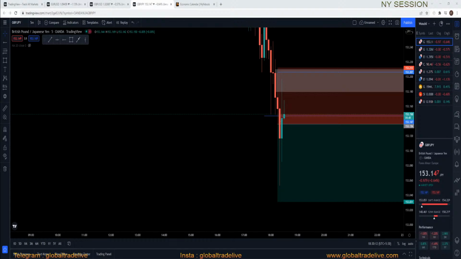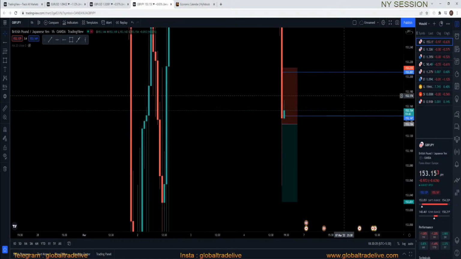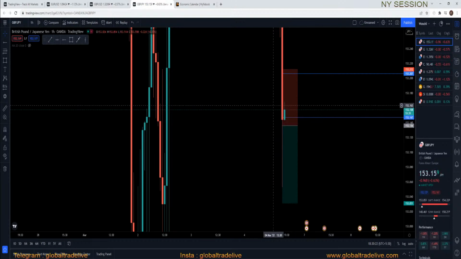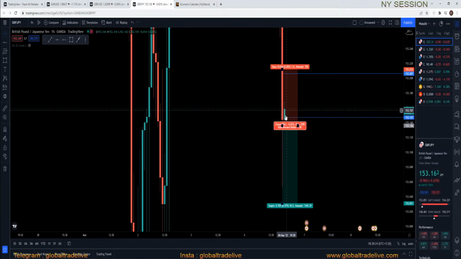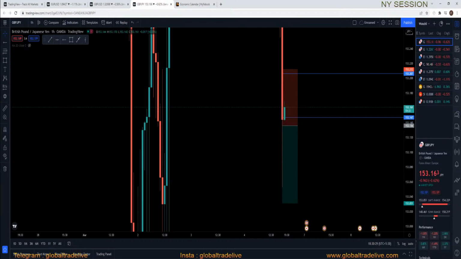The 30-minute candle just closed over here like this, and 1 hour also closed like this. If this 1 hour candle flips back down, then it will be going down to fill the wick of the previous one. Otherwise it can just move all the way up and hit the stop loss.